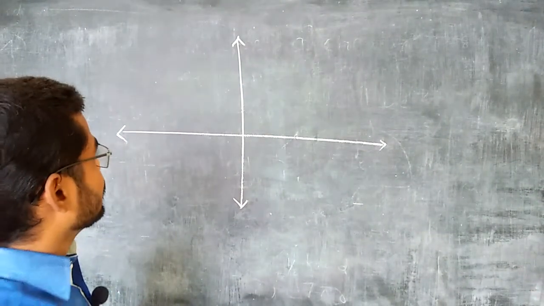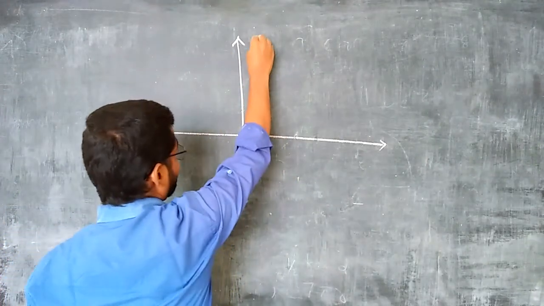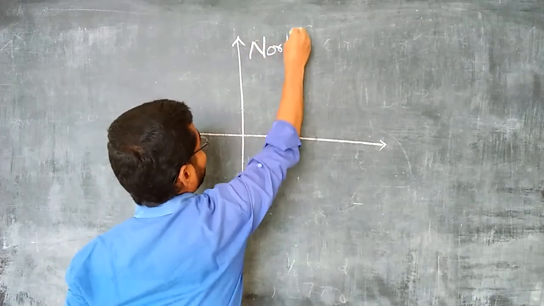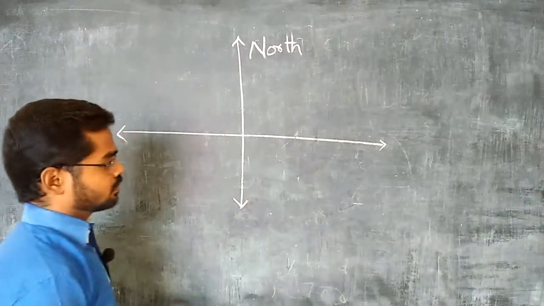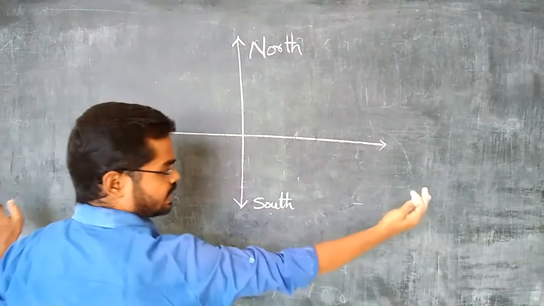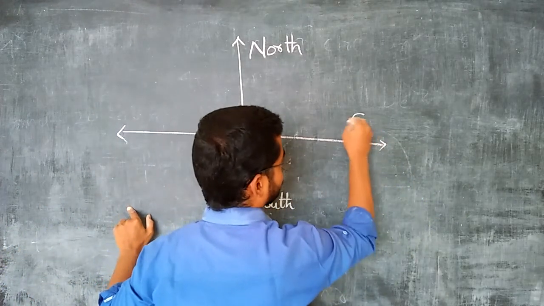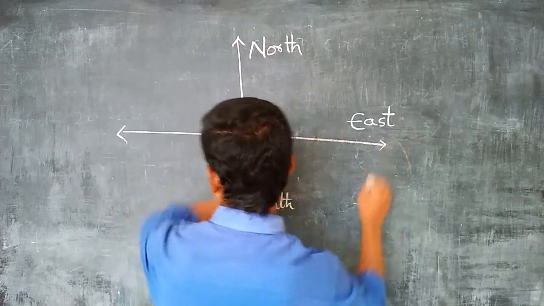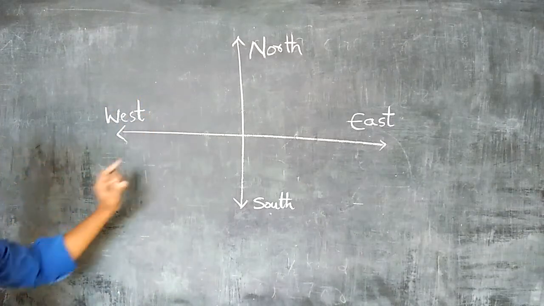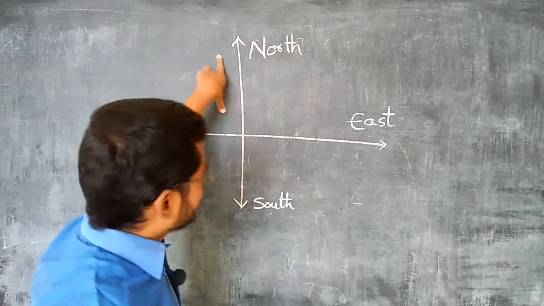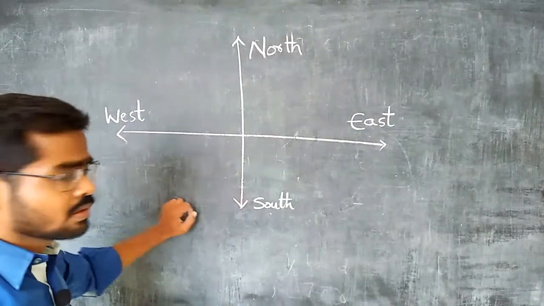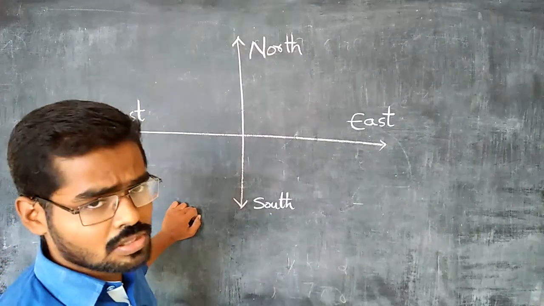So always take the above arrow as your north direction, and below this north will become south, and towards your right it is always east, and towards your left it will become west. North direction will be towards up, below the north will be south, towards right it is east, and towards left it will be west. So based on this concept we will solve some numericals now.